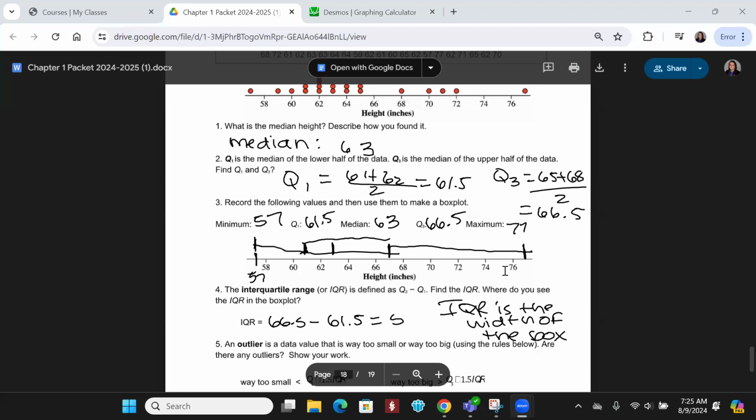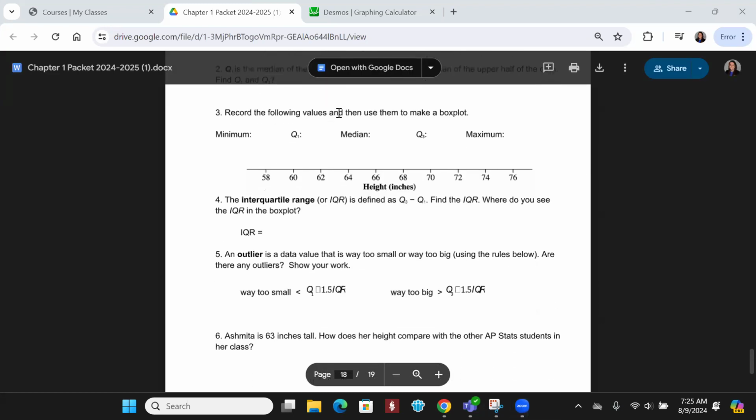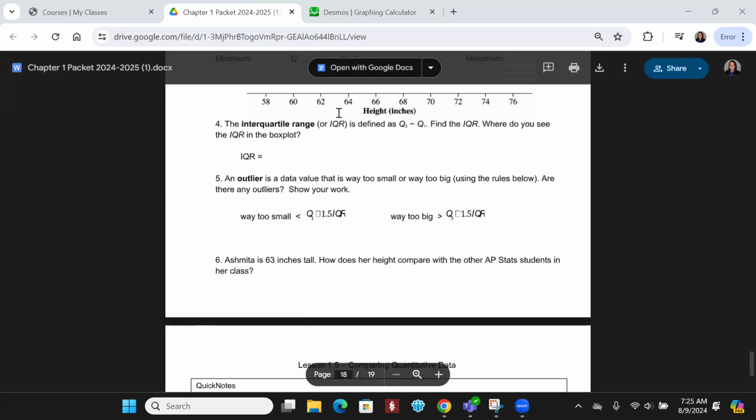So everybody's good on 1 through 4. Okay, I feel like 5 and 6 is where we're probably going to have some problems. I saw a lot of us didn't really answer 6. Maybe it was because we ran out of time or not, whatever it was. Okay, so on number 5, it says an outlier is a data point that is way too small or way too big. Using the rules below, are there any outliers?